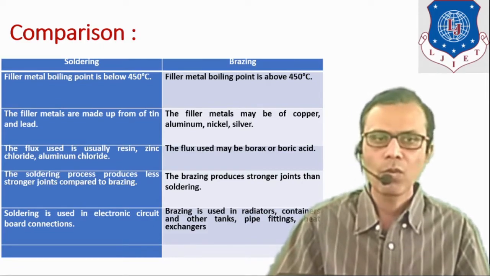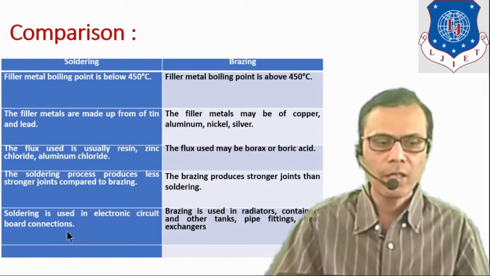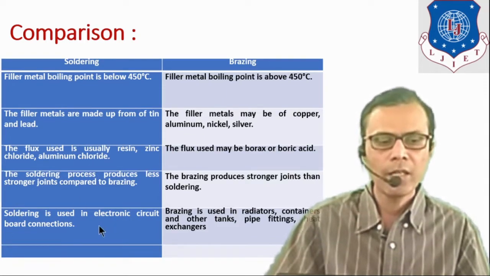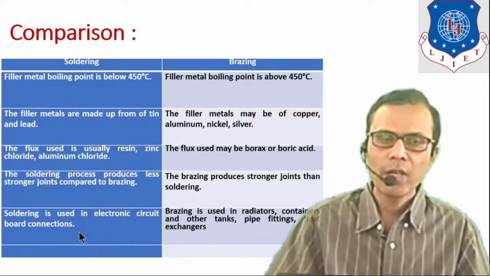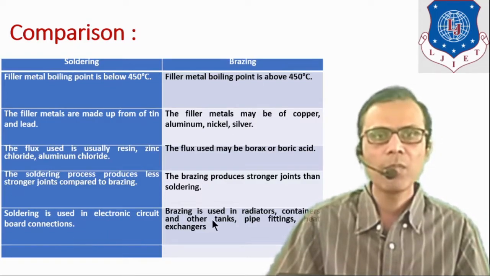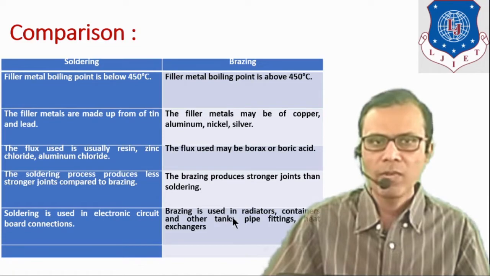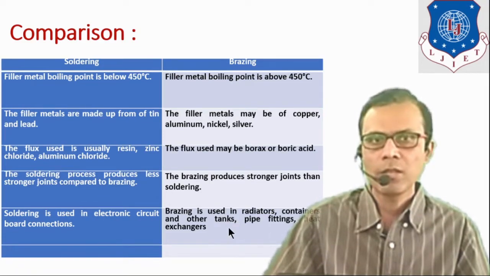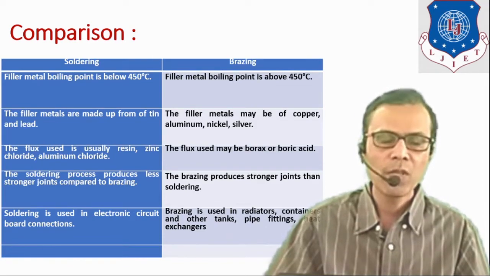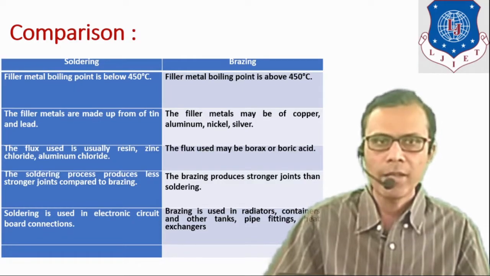Soldering is used in electronic circuit board connections, whereas brazing can be used in case of automobile radiators, containers, fuel tanks and pipe fittings, and it can also be used in a heat exchanger.